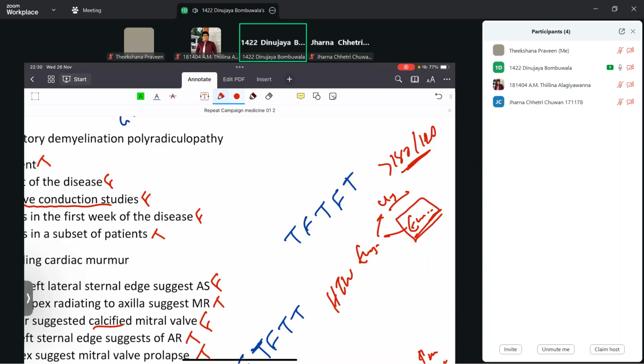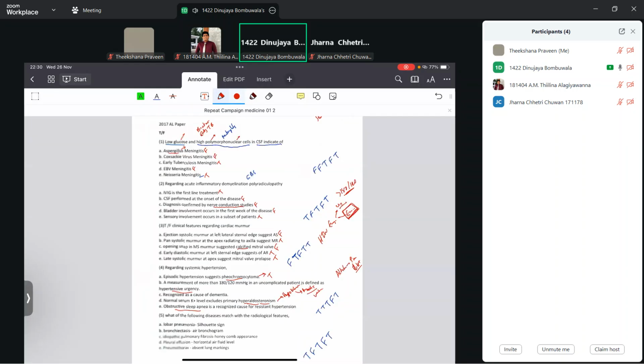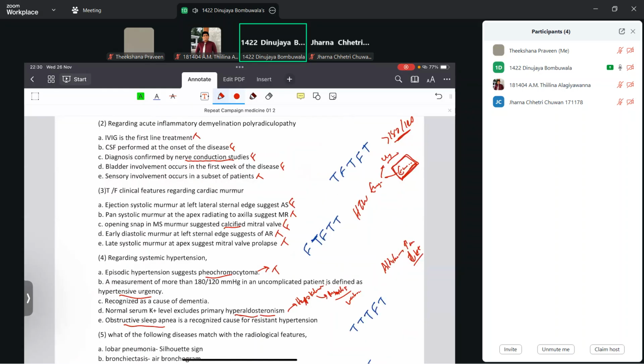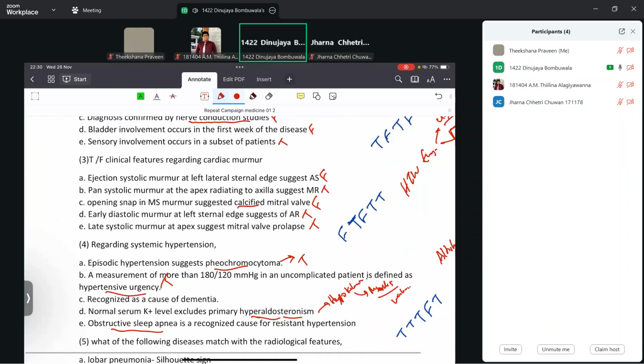Okay. So this one is also true. And we know that hypertension can cause vascular dementia, so it is also true. And normal potassium does not exclude it, but we know that the screening test is the ARR ratio. So we have to do ARR levels to exclude primary hyperaldosteronism. And obstructive sleep apnea causes resistant hypertension. What is the definition of resistant hypertension?